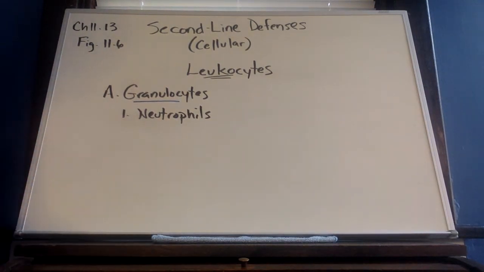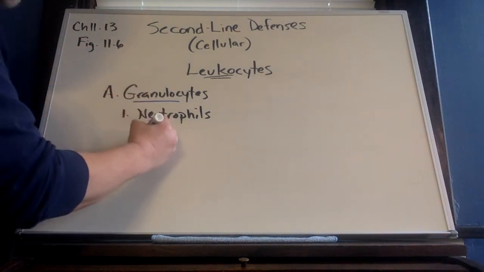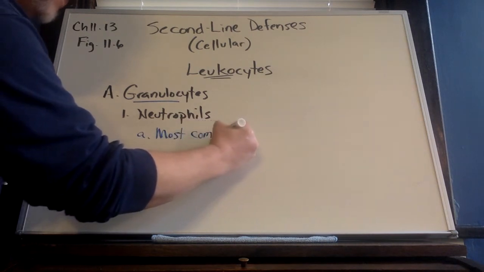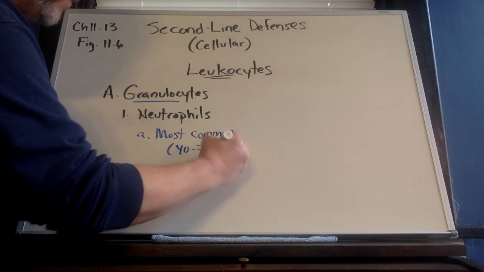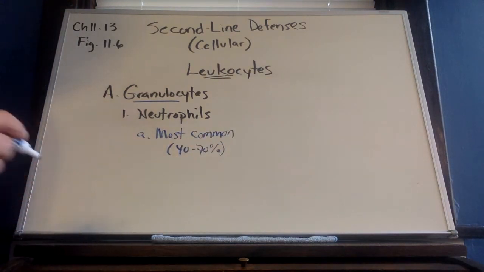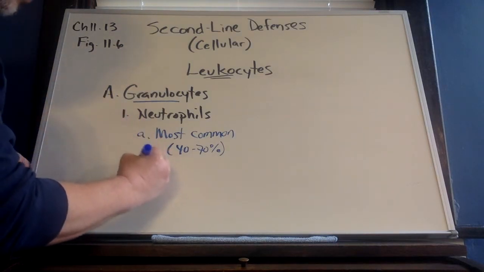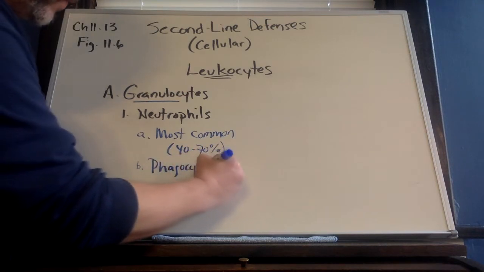So first we have neutrophils. These are the most common leukocyte in your body. About 40 to 70% of all of your leukocytes or white blood cells are going to be neutrophils. The way they work, these are very good at phagocytosis.